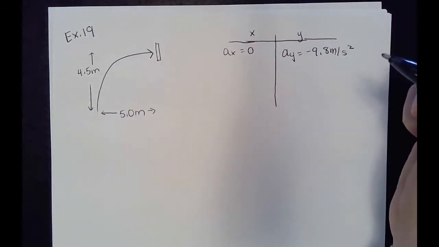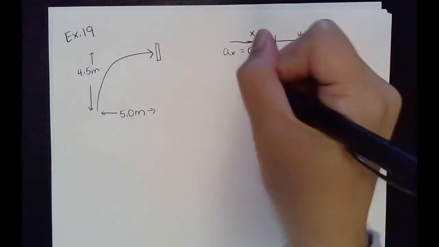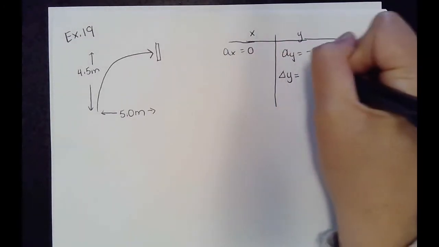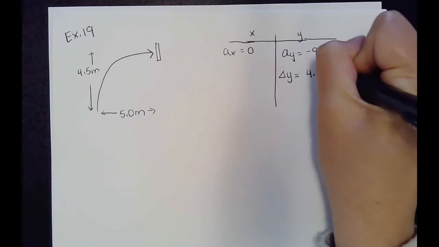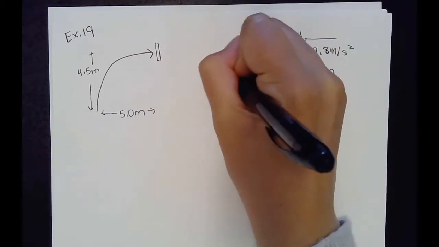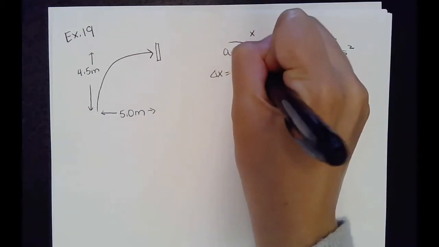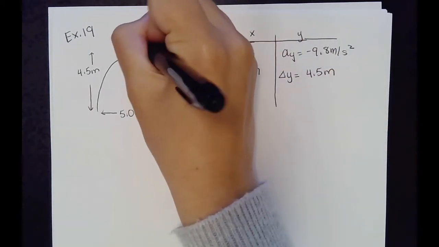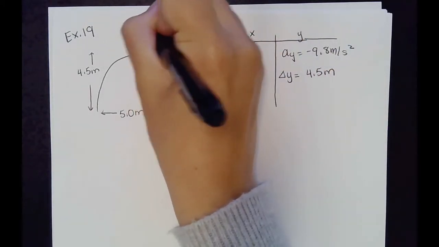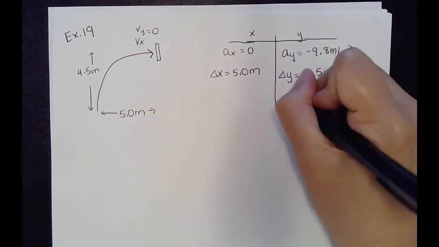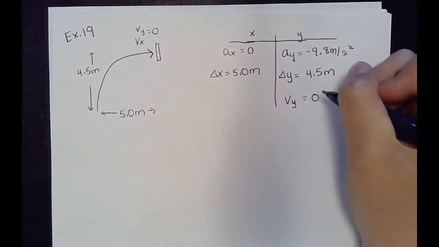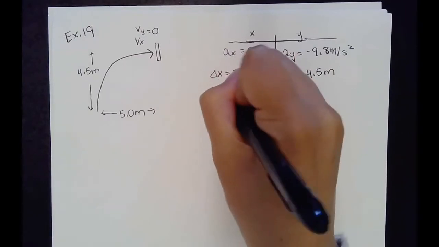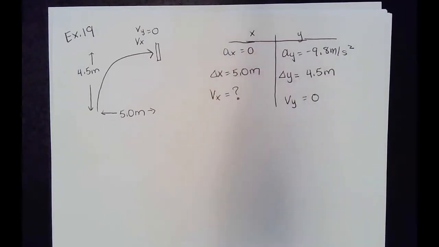This one's asked a little bit differently. So we have delta y and delta x given. Delta y is 4.5 meters and delta x is 5 meters. And then we know that when they hit the window, there's only an x component. Vy will be 0 at that point. So Vy final is 0. And we're looking for Vx. How fast are they going when they hit?